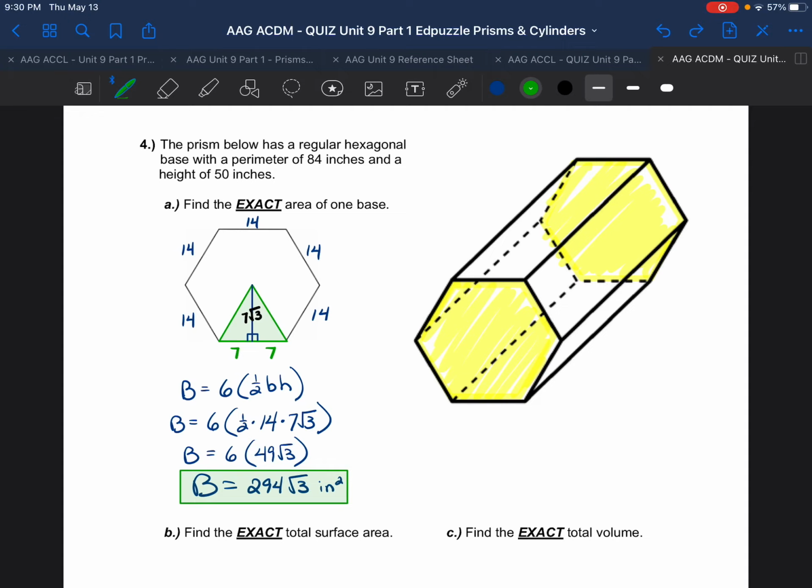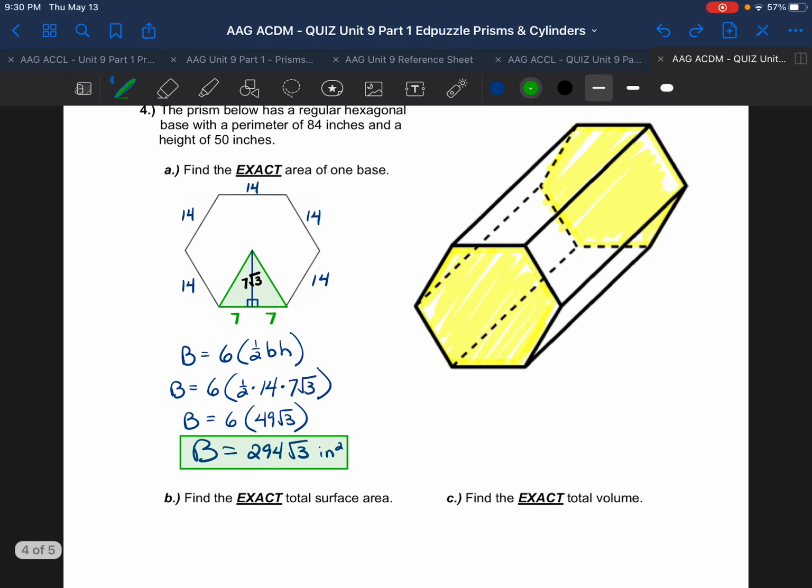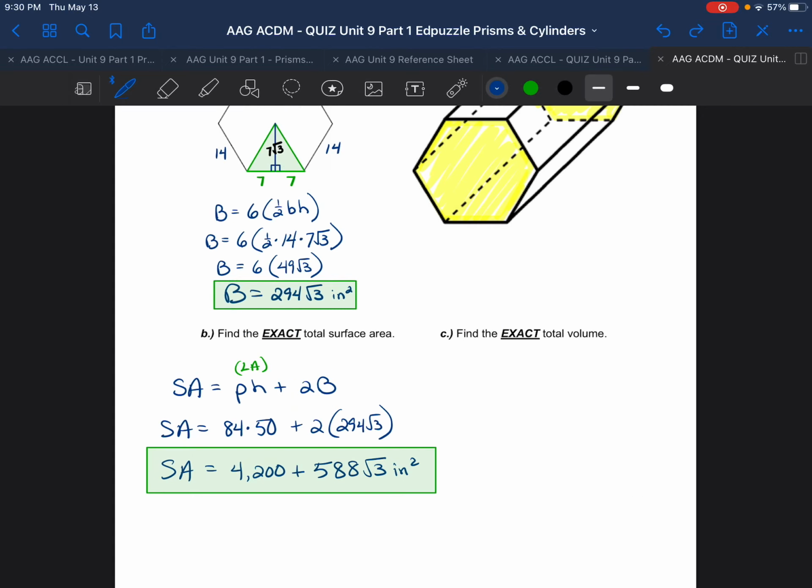So that is one capital B. That's one base area. Part B, find the exact total surface area. Now we have one B. Let's remember that your formula is going to be surface area equals LA plus 2 capital B's. All right, good luck. Find the exact total surface area. No decimals. Keep it exact. Okay, so our surface area is a funky little expression here. It's actually going to be 4,200 plus 588 radical 3 inches squared. But let's go in pieces here, right?